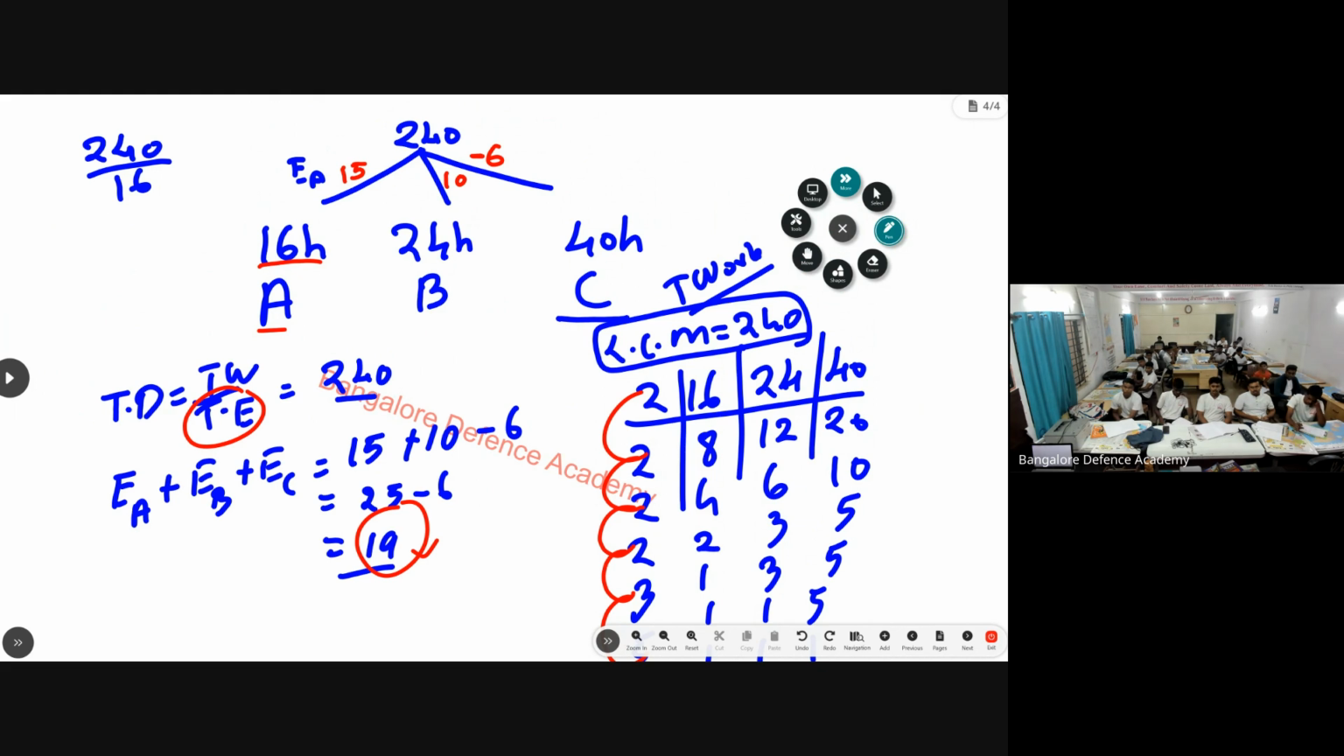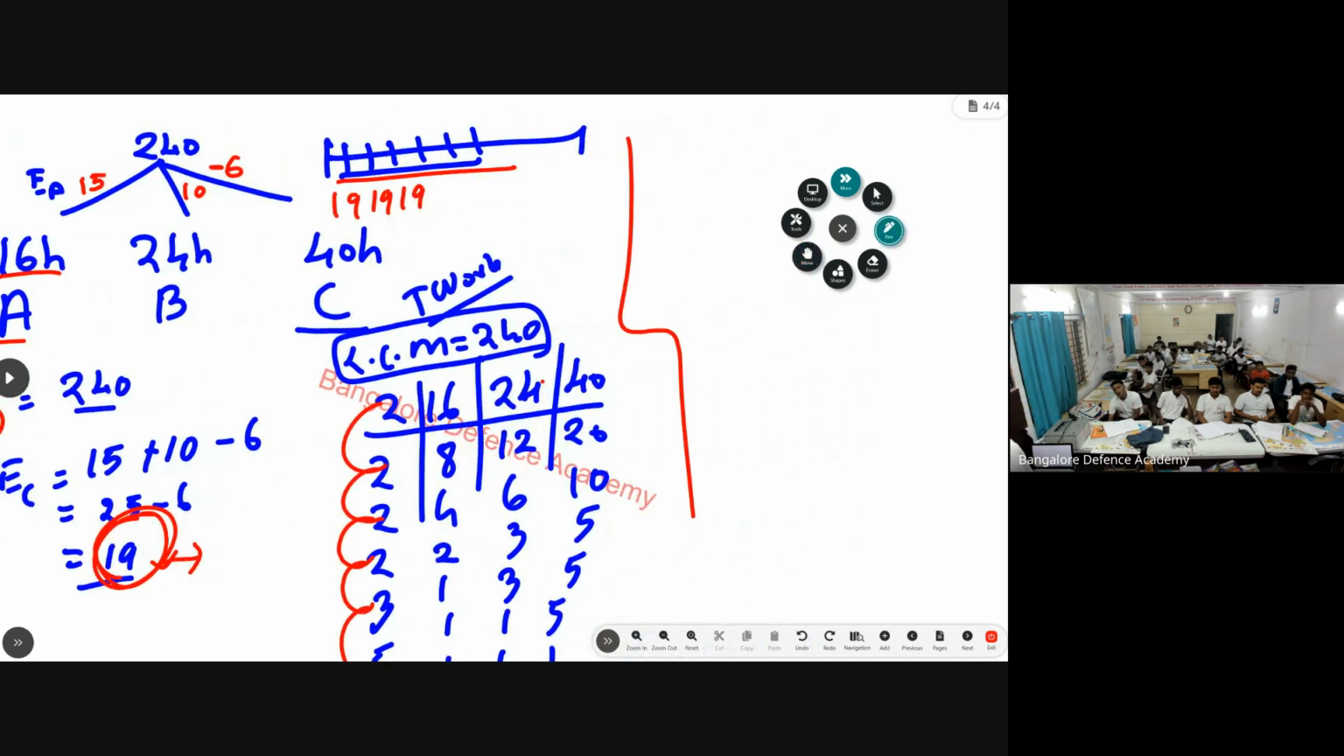The question says A is closed after how many hours? 10 hours. So imagine first hour, second hour, third hour, and so on. Till the 10th hour, all these 3 people are working. In 1 hour, they are doing 19 units. So in 10 hours, 19 into 10, how much work is done? 190 work is done by all these 3 people.